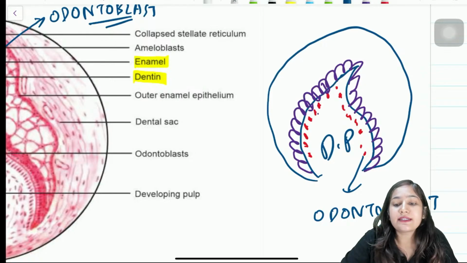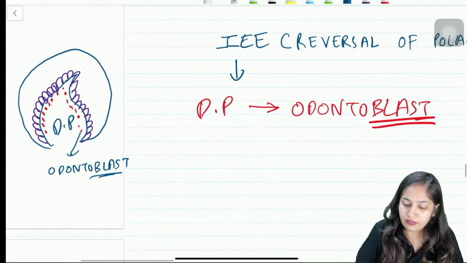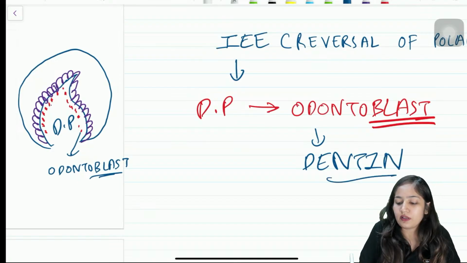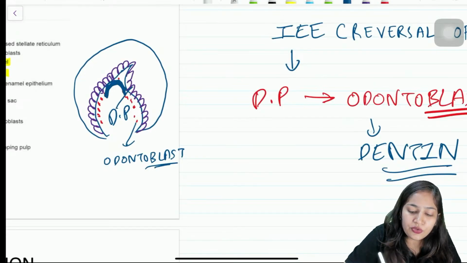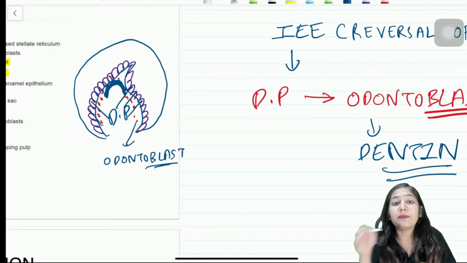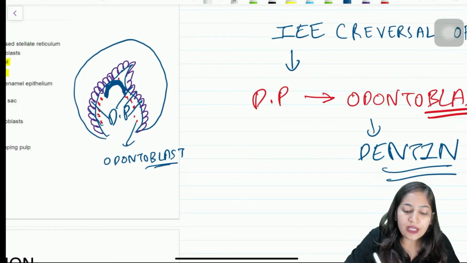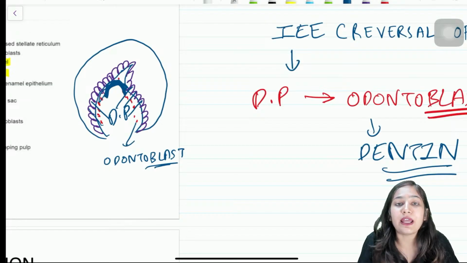These odontoblast cells lead to the formation of dentin. So these odontoblast cells will form dentin. Once dentin is formed, what will happen? Here we can see the formation of dentin. Initially the nutritional supply was from dental papilla. But once a hard tissue is formed, there will be a barrier. There will be a break in nutritional supply to the inner enamel epithelial cells, right? So once dentin is formed, nutritional supply from the dental papilla will be cut off.